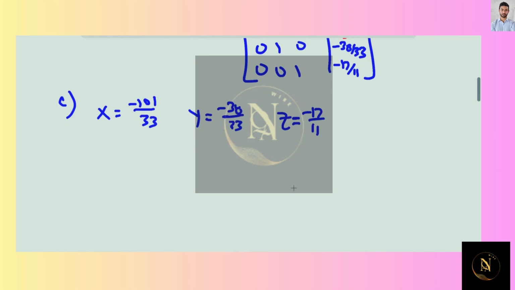And so that means the solutions to the system for part C are that x equals negative 101 33rds, y equals negative 38 33rds, and z equals negative 17/11. Or you might just write it as an ordered triple.